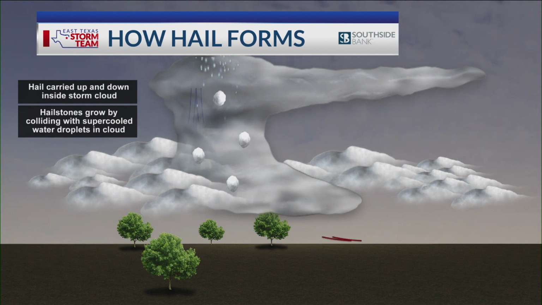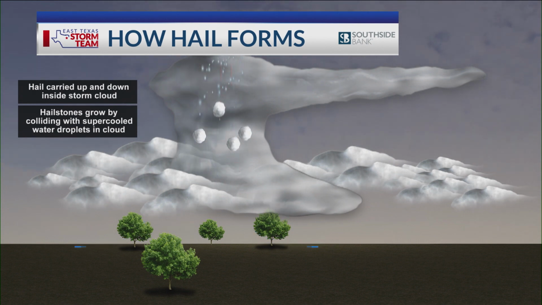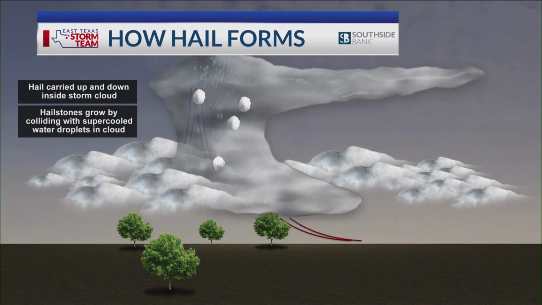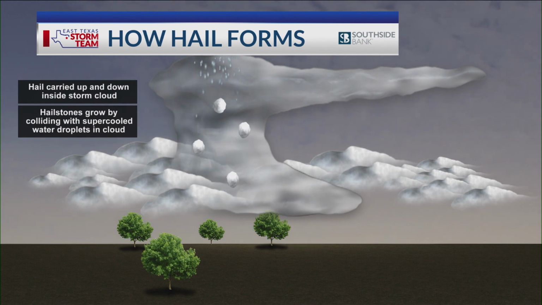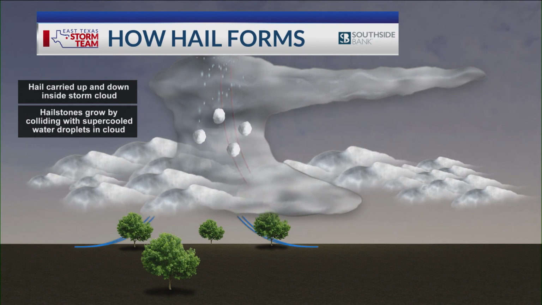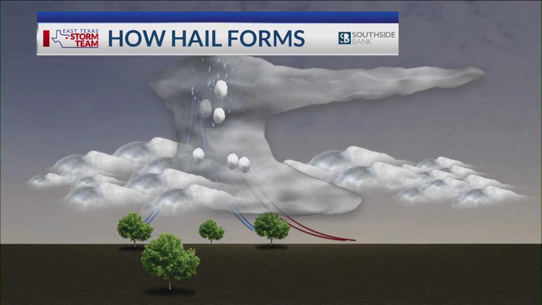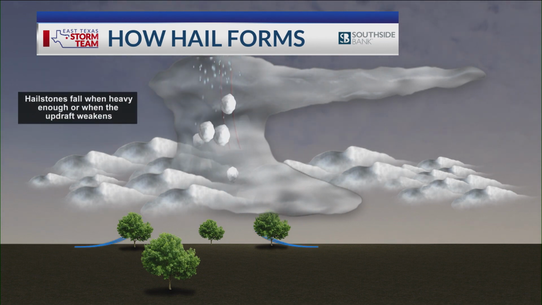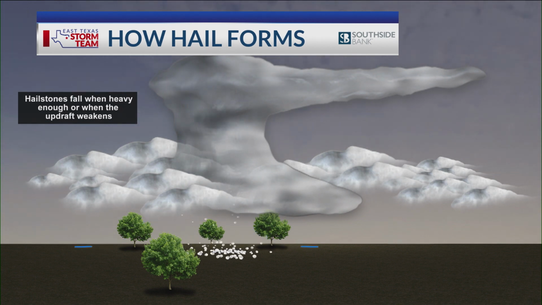Now, when it becomes a little too heavy, it starts to fall as an ice pellet, but it is interacting with that same updraft, which is very strong at that point, and it continues to grow in size as it moves up into the atmosphere. That cycle happens several different times until finally the hailstone is large enough to fall out of the storm and onto the ground, and this can cause some serious damage.